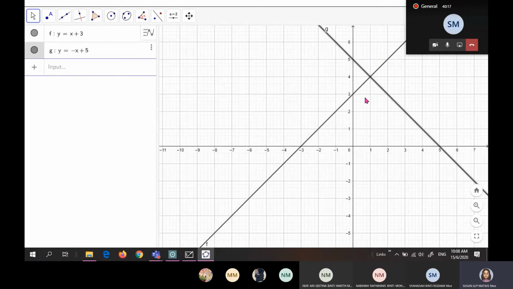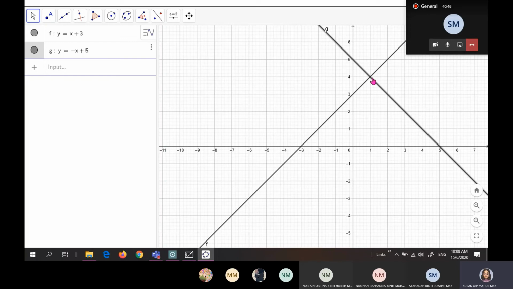So when they are not parallel, that's the reason why they could intersect. When they intersect, they only intersect at one point. Remember, if two lines are not parallel, when they intersect, they only intersect at one point. So you may find the intersection point by actually drawing both of the graphs that are given to you. Okay, let's try another example.